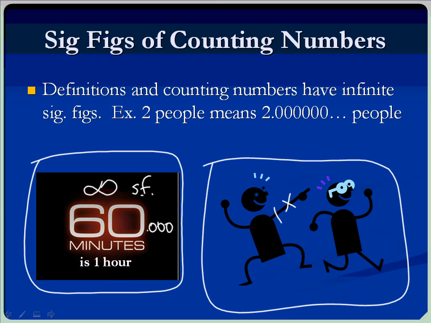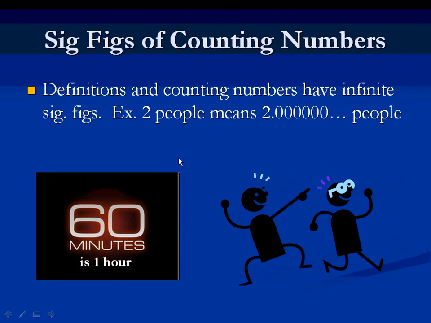If this guy loses his arm, ouch, but that doesn't make him less of a person because of it. There's no such thing as 0.1 of a person or 0.9 of a person. So this is 2 people, and it's exactly 2 people. So infinite zeros after it, so that's infinite sig figs as well. So again, counting numbers and definitions, we just say that they have infinite sig figs because they're not actually measurements.